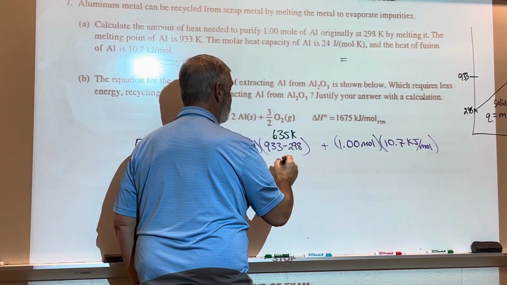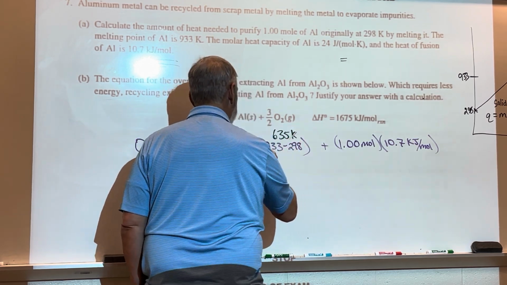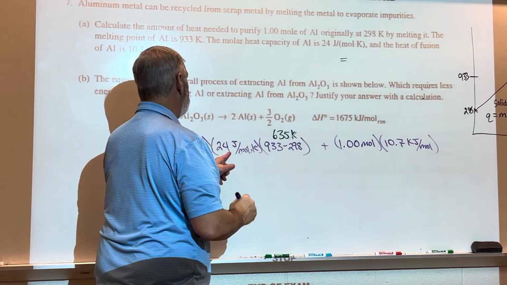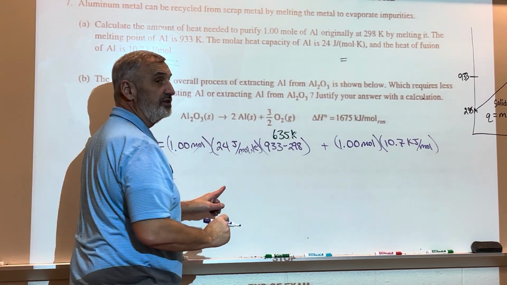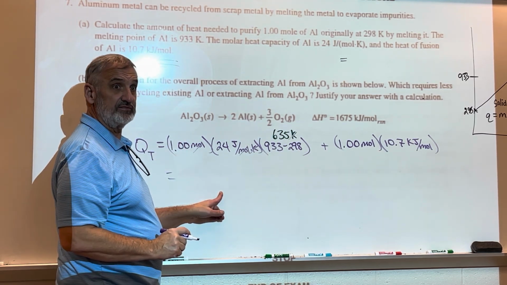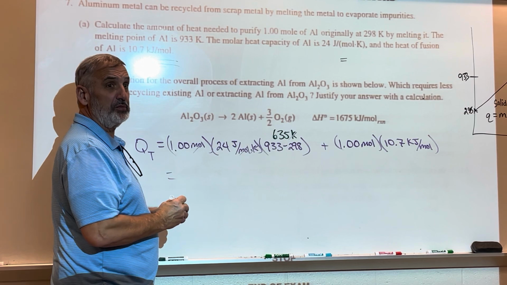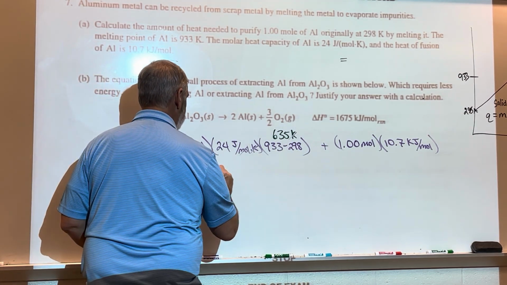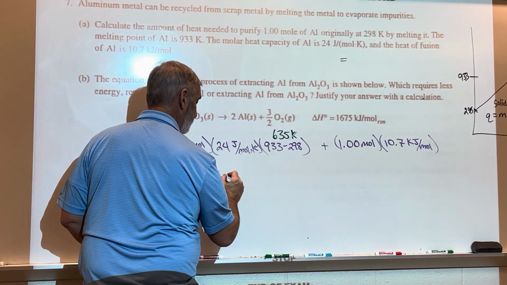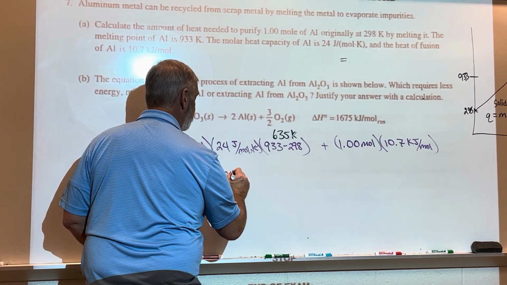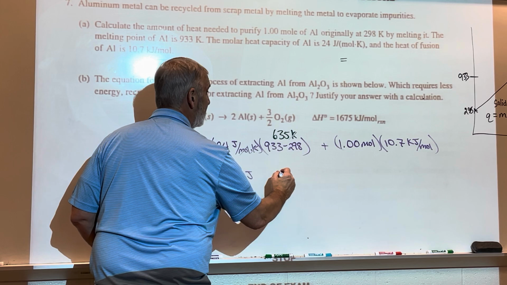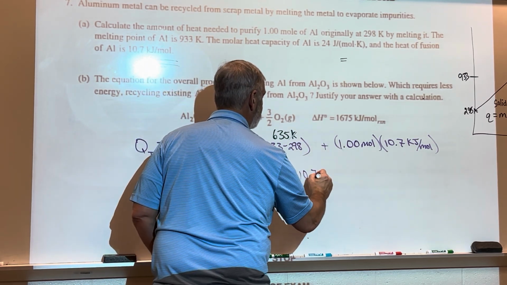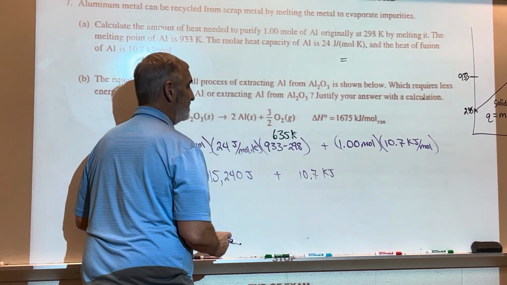Now again, notice how the units work: K is going to cancel, mole is going to cancel, leaving you joules. So what does this come out to in joules? 15,240 joules. 15,240 joules plus 10.7 kilojoules.